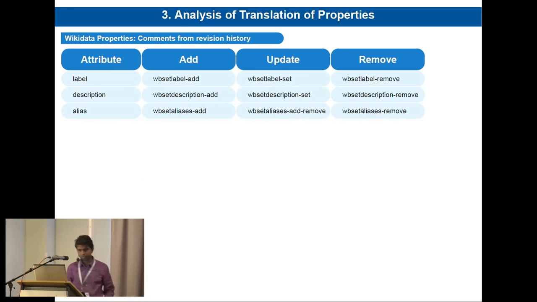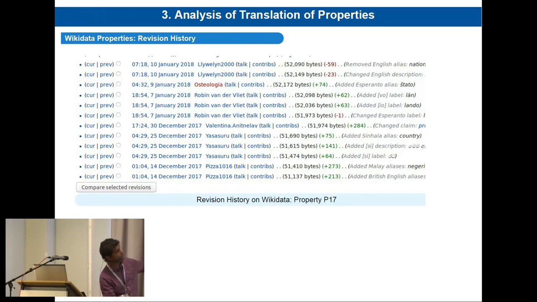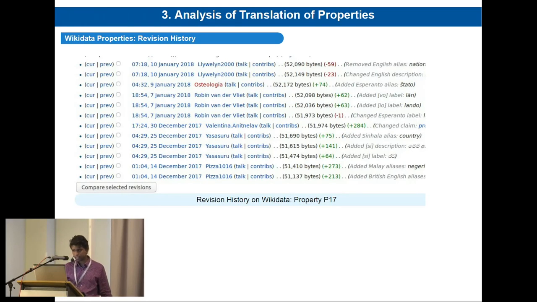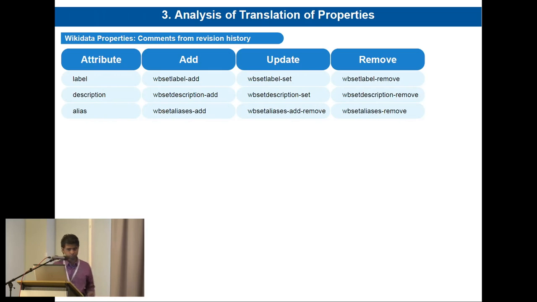So how did we build it? If you come back here, you see there is something called a comment. On the right-hand side, you see there are entries like added Malay aliases, added British English aliases, changed Esperanto label, added IO label, etc. So we made use of this information, for example, for labels, descriptions and aliases. If you add something, you have a comment which starts with WB set label add, or if it is updated, you have WB set label set, and if you remove something, it says removed. Based on this type of information, we were able to build such a translation path.